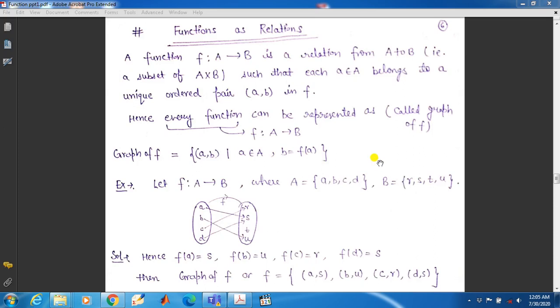Hello everyone, and welcome to the next lecture on functions. Today we will start with functions as relations.